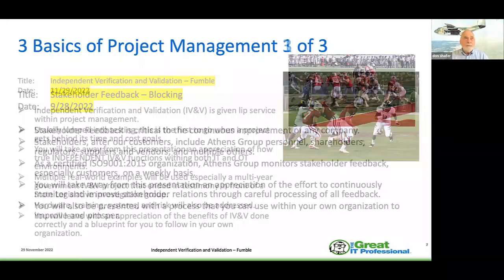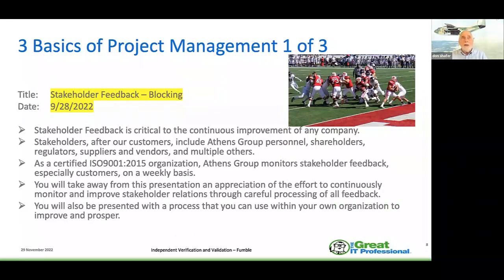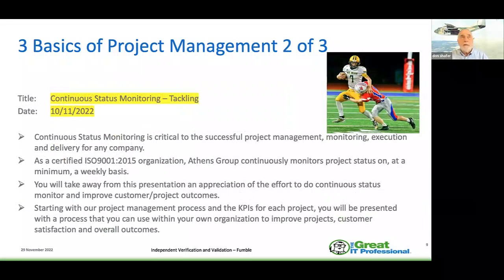What we had talked about previously was basically blocking and tackling. We looked at stakeholder feedback, which is the blocking that we want to go through. We want to make sure that personnel, shareholders, regulators, suppliers, vendors, and multiple others, we identify and understand what their issues are, what they care about, and how they impact our project. We talked about this previously back in September. And then we talked about the tackling portion, which is continuous status monitoring. We talked about that in October. So this is the recap of the first two of those three basics of project management. And today, again, we'll look at the idea of independent verification and validation.